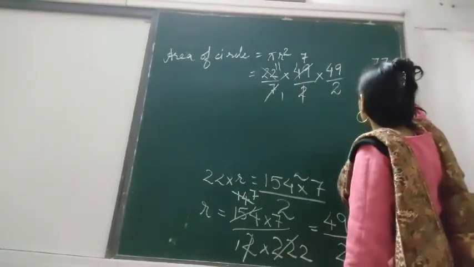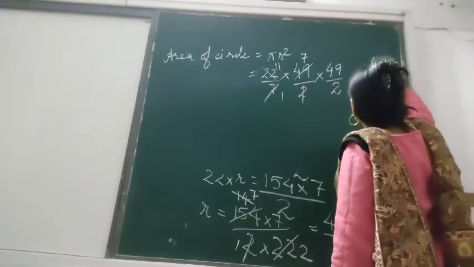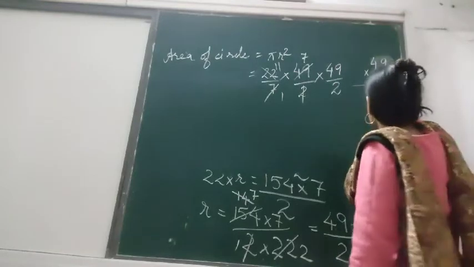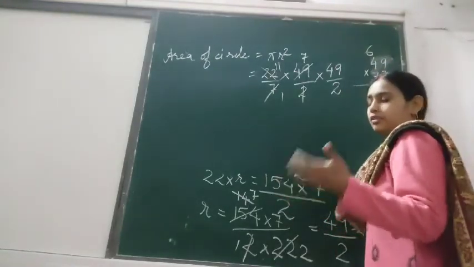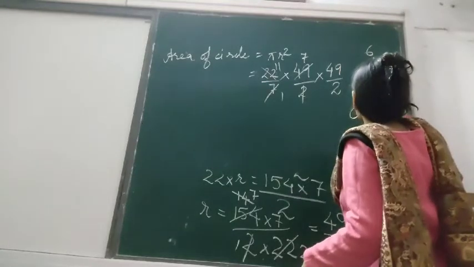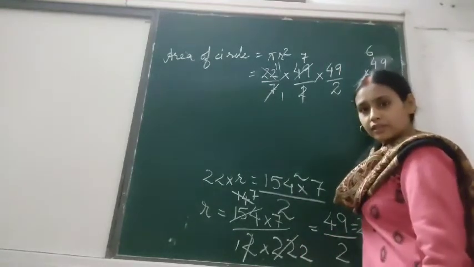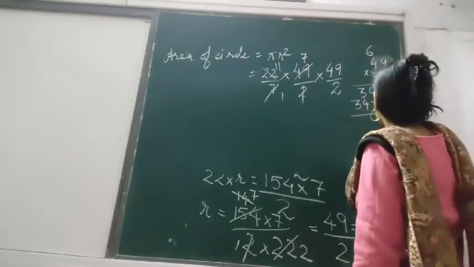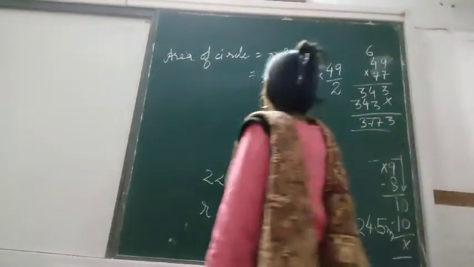Because the same type of numbers are there. 7 9s are 63, 7 4s are 28, 29, 30, 31, 32, 33, 34. So it's 343, and 343 once again, because the second number is also 7. So 3, 7, 7, 3 divided by 2.